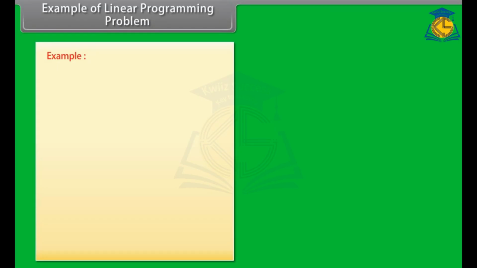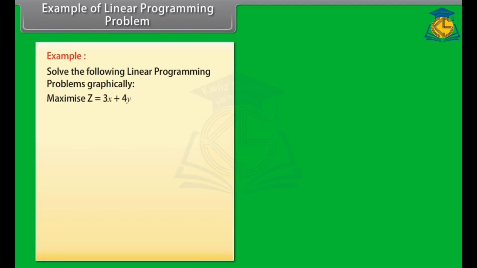Example of linear programming problem. Example: Solve the following linear programming problem graphically. Maximize Z equals 3x plus 4y, subject to the constraints x plus y is smaller than or equal to 4, x greater than or equal to 0, y greater than or equal to 0.